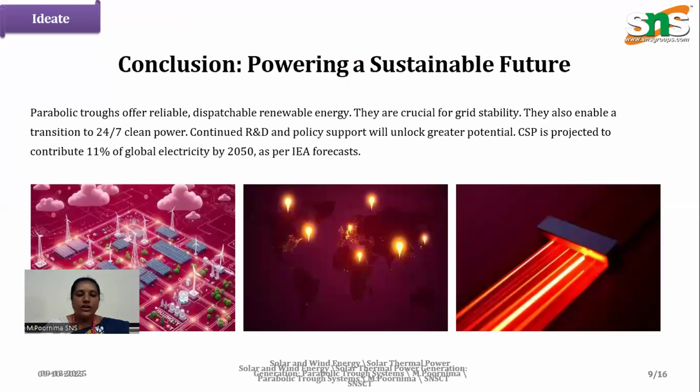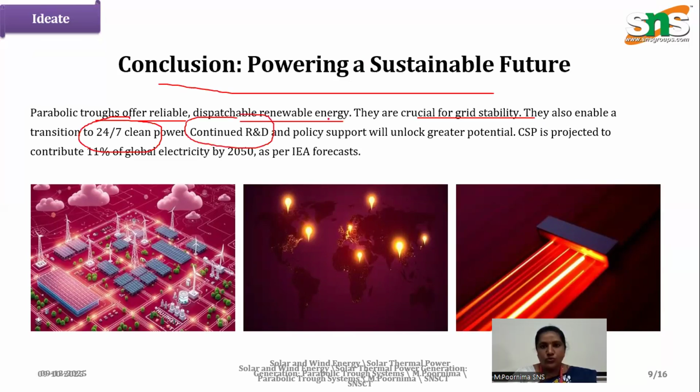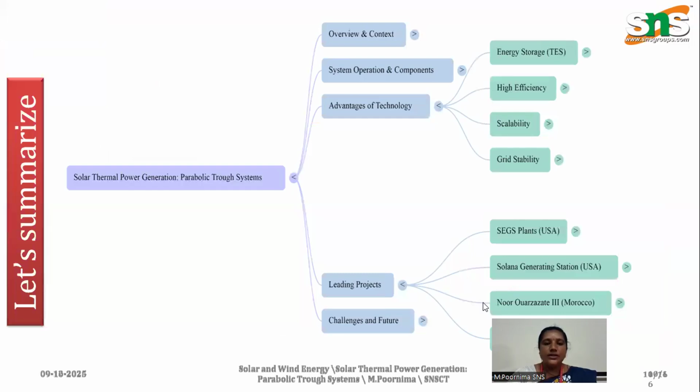Finally, we are concluding with powering a sustainable future. Parabolic troughs offer reliable dispatchable renewable energy. They are crucial for grid stability. They also enable over 24/7 clean power, and contribute to R&D and policy support, which unlocks greater potential. Concentrated solar power is projected to contribute about 11% of the global electricity by 2050, as per research.